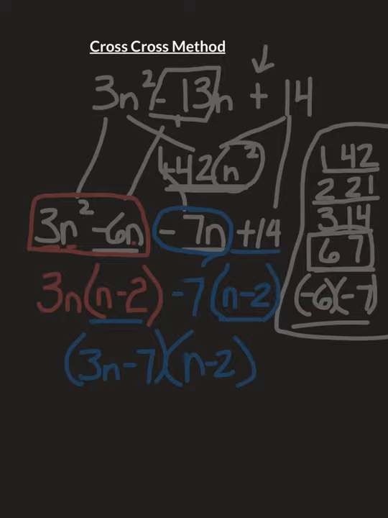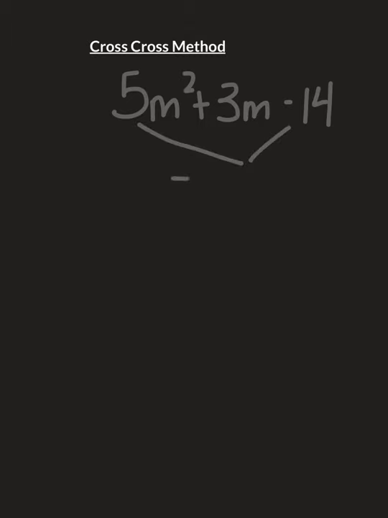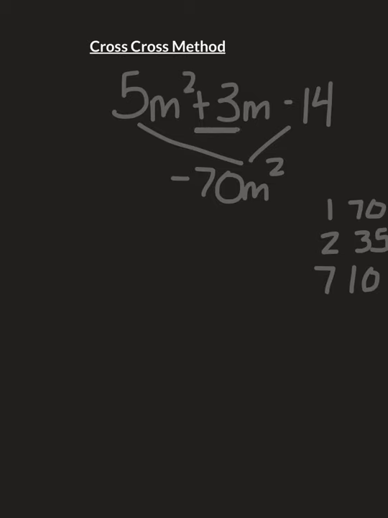Let's check another example. So our next example is going to be 5m squared plus 3m minus 14. The only difference here is my back term's now negative. So when I put these together, I'm going to get negative 70m squared, which means when I go to make my list, I got to think about one of these being a negative number. Well, if one of these is a negative number, that means I'm thinking more of subtraction in this case. So I'm asking myself, which of these two numbers has a difference, has a subtraction of 3? Well, that means that I want 7 and 10.